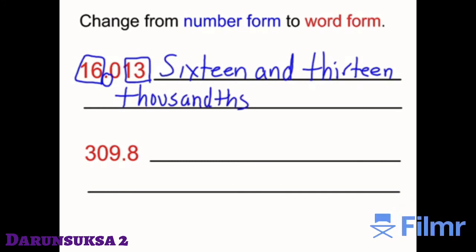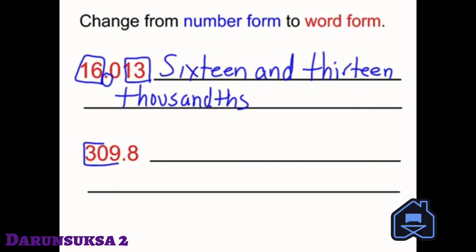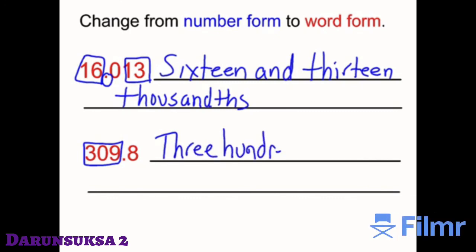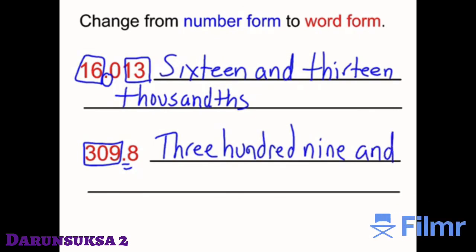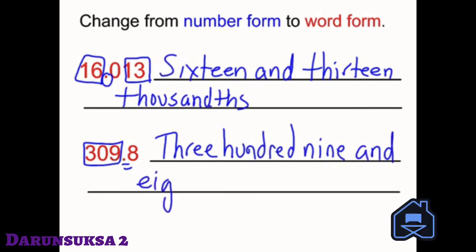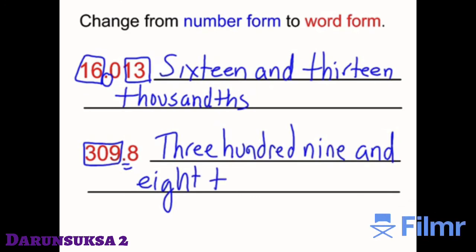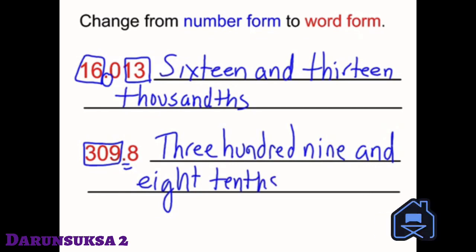Okay, let's do one more example. We'll look at the whole number first. Now, a lot of kids would say, that's 309. Well, you really shouldn't be saying the word and. It's 309. This is 309. 9, and 8, and the 8 is in the tenths place. It's 309 and 8 tenths. So that's all there is to it. That's how you read and write decimals.